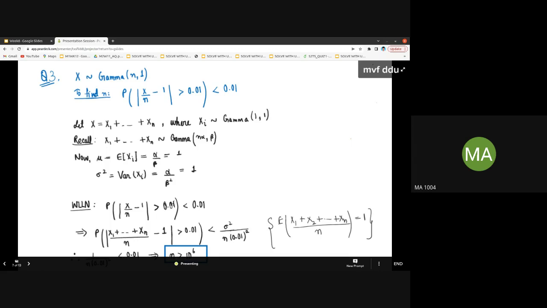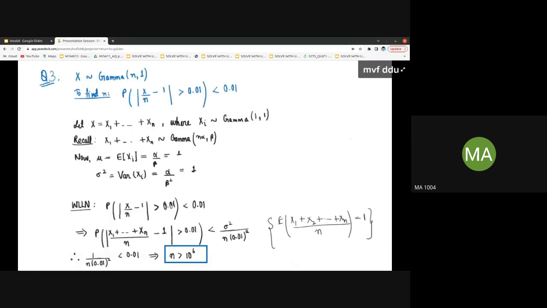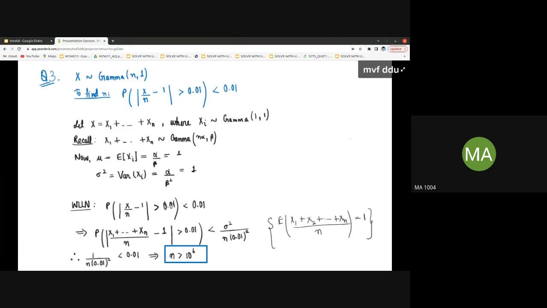Now, what does the weak law of large numbers say? Probability that mod x bar minus mu greater than delta will be less than sigma square by n delta square.